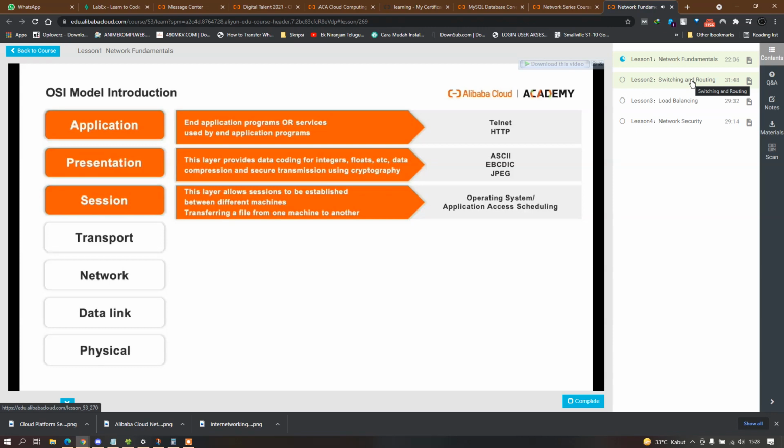The highest layer is the application layer. This layer is used by applications, meaning end application programs or services used by end application programs. For example, if we want to visit a website, we can use the HTTP protocol. If we want to connect to an operating system, we can use Telnet or SSH. This is what this layer does. Okay, so these are all the layers of the OSI model.